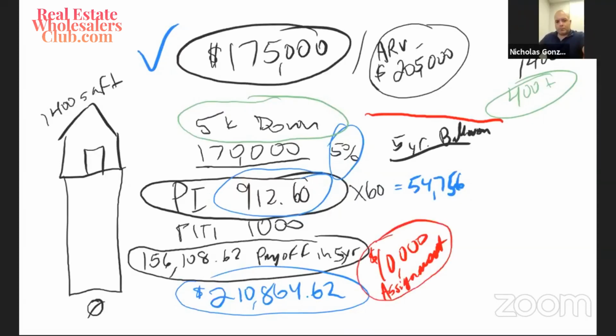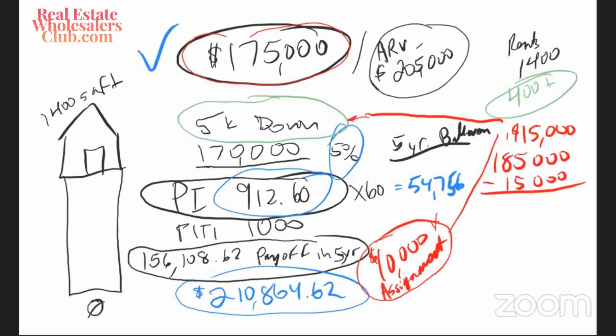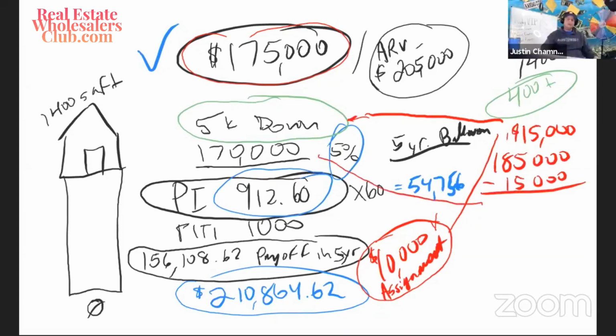5,000. Well, I need 5,000 for the seller. 10. So I need 15,000. Right. And then what's my new asking price? Because remember, the seller was asking 175. 190. 185. It's going to be 180. It's actually 185. You're right. 185. And why is that? 185 minus 15,000 is how much? 170. 170, which includes the $5K you owe the guy that is selling you the house.